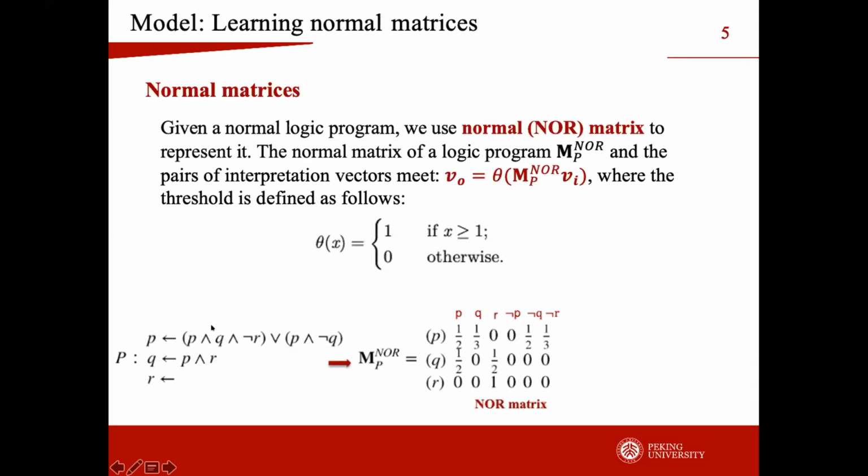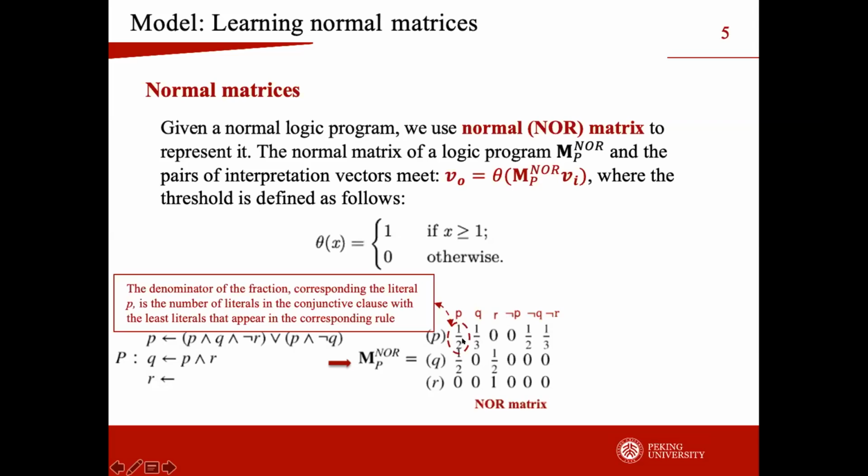Here is a very explicit example. If we have a logic program with three different rules, with head variables P, Q, and R, then we have three different rows in the normal matrix. We have a total of 6 different literals in the logic program: P, Q, R, negative P, negative Q, and negative R. So we have 6 different columns in the normal matrix.